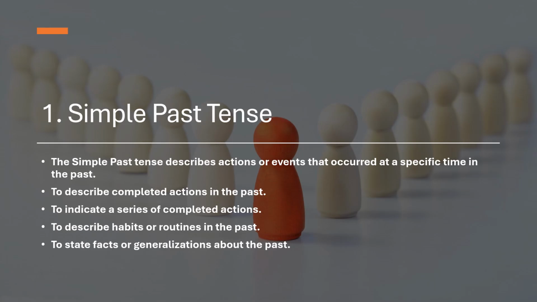Number 1. Simple past tense. The simple past tense describes actions or events that occurred at a specific time in the past. It is used to describe completed actions in the past, to indicate a series of completed actions, to describe habits or routines in the past, and to state facts or generalizations about the past.